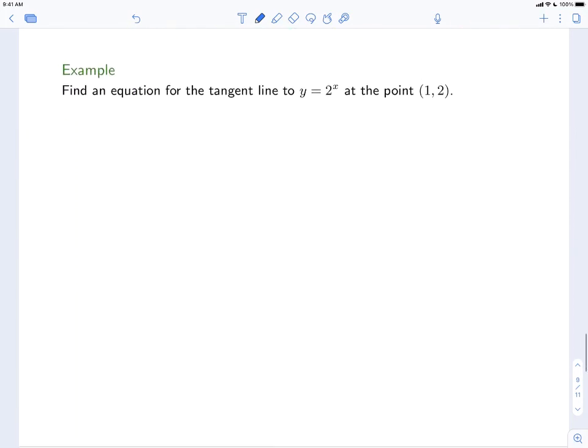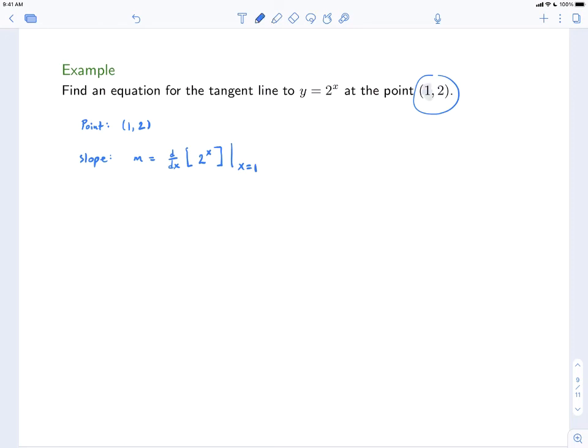As an example, let's find an equation for the tangent line to y equals 2 to the x at the point 1, 2. So, as usual, we need a point and a slope. Well, the point is given to us. The point is 1, 2. And so we need the slope. So the slope is going to be given by the derivative. The slope m is the derivative with respect to x of 2 to the x evaluated at x equals 1, because that's the x-coordinate we're given.